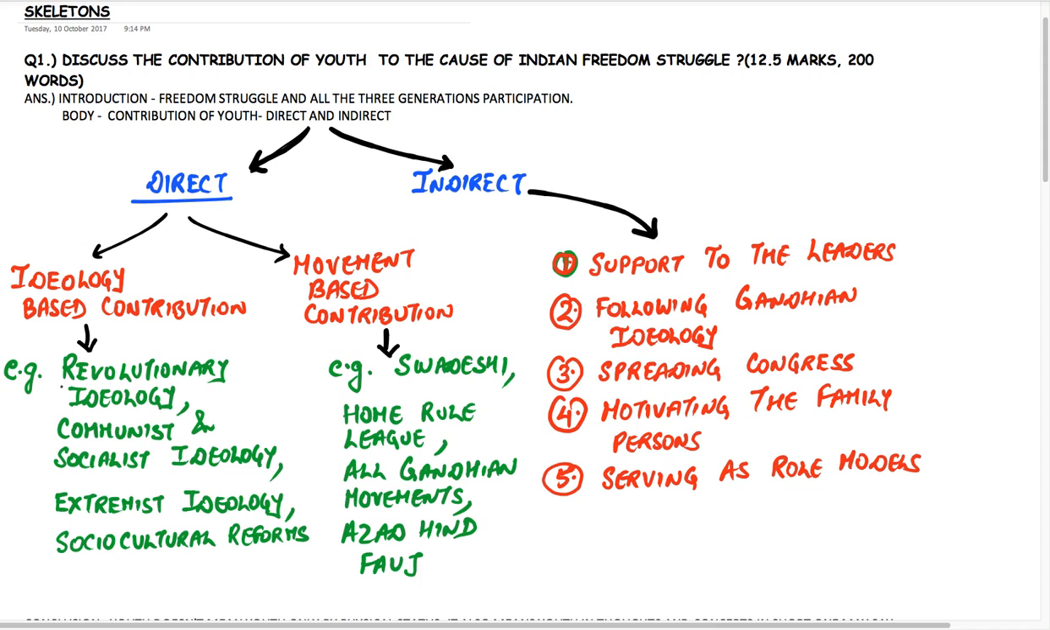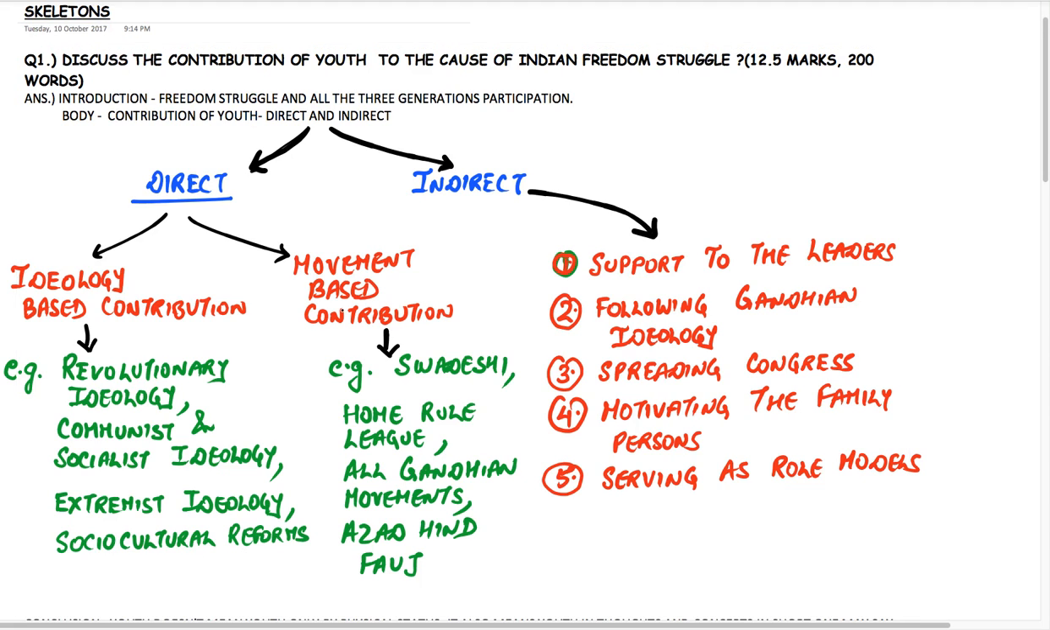So the youth gave the very famous revolutionary ideology, and one can write examples of Shahid Bhagat Singh or Chandrasekhar Azad. Youth also gave communist and socialist ideology in India. Youth also gave extremist ideology in India. And youth also brought about socio-cultural reform, as was the Young Bengal movement. One can give examples here.